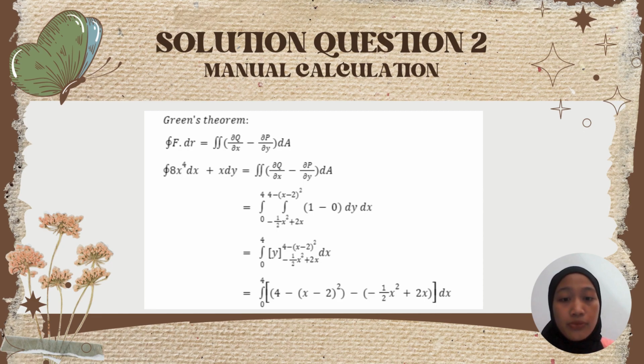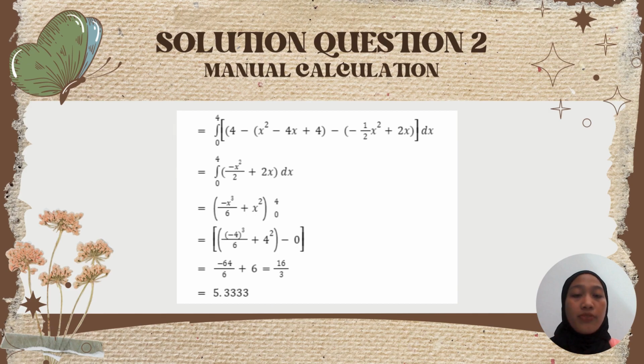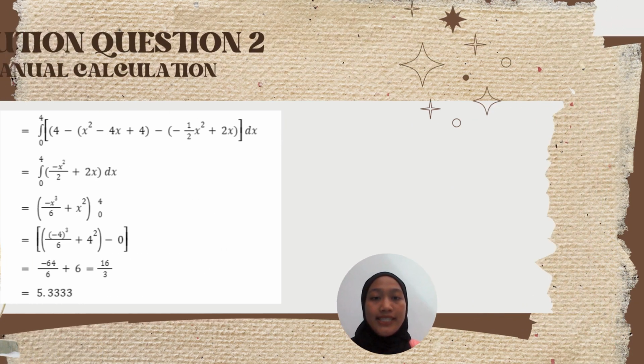Then after we write this equation, we integrate the equation with respect to y, and then we will get y. Then we substitute the y with the limit of the equation. Next, after we simplify the equation, we integrate the equation with respect to x. So after we get the answer, we will substitute the equation with the limit of 0 to 4. Then we will get the last answer, which is 5.333.